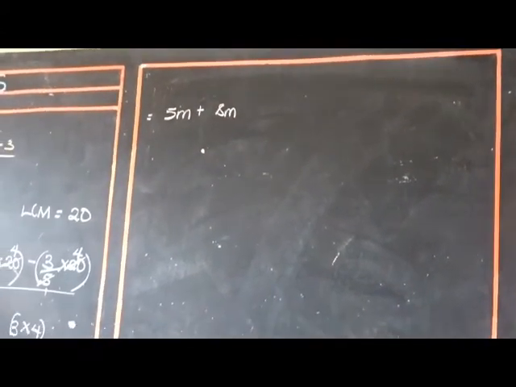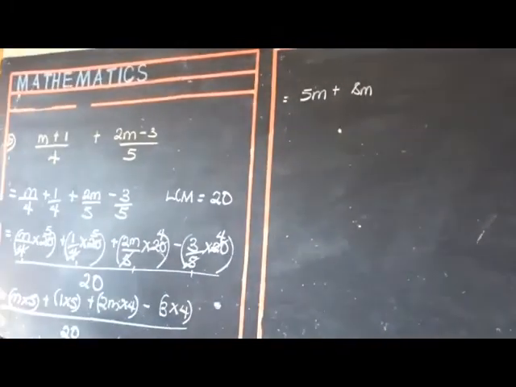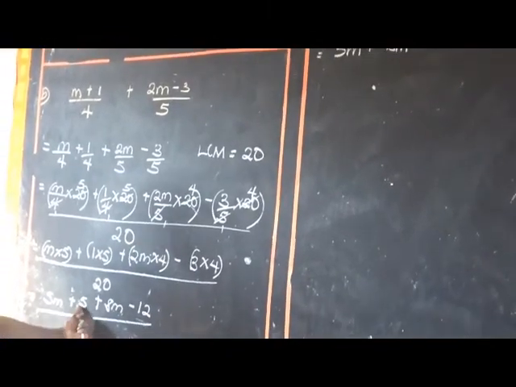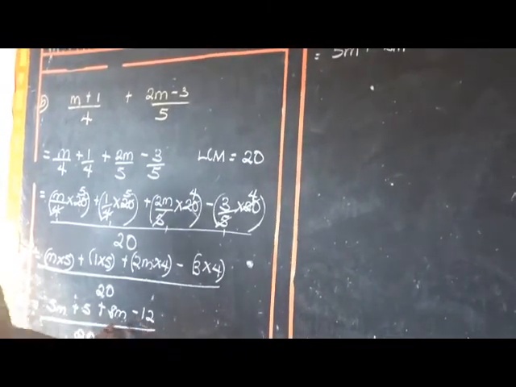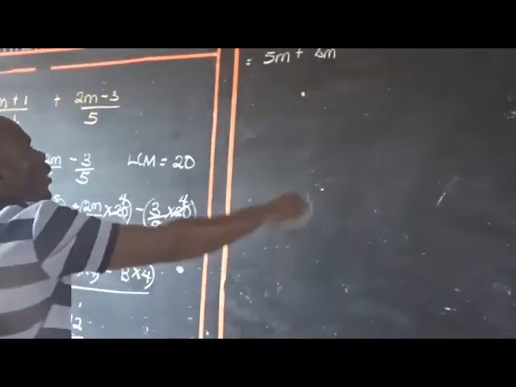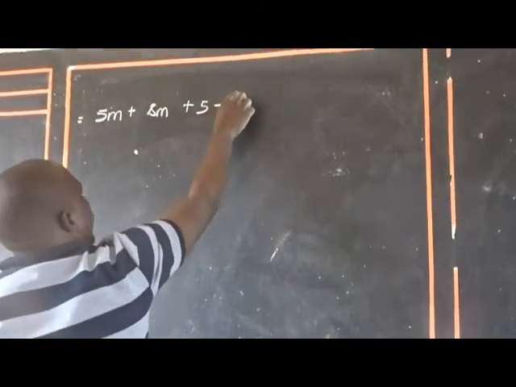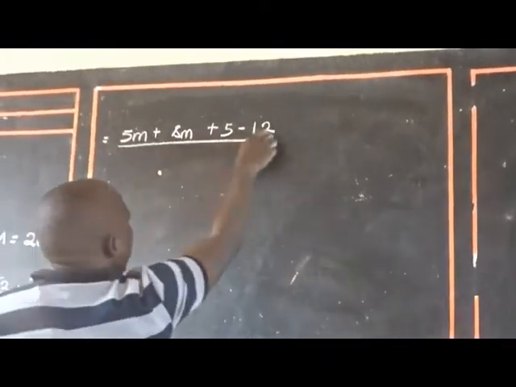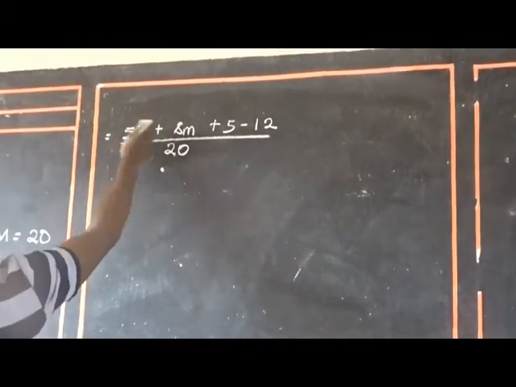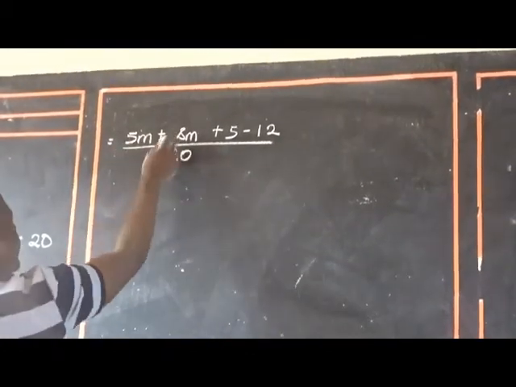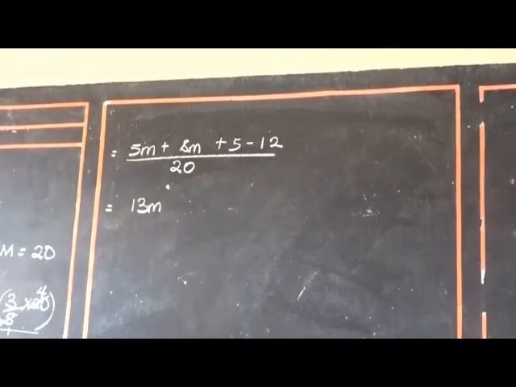They are like terms because they have the same variable. Then this is a positive, this is a negative, these are coefficients, they are also like terms. These are constants rather, they are also like terms. So we shall begin with the positive one, which is 5, and end with the negative one, which is 12, and then everything will be out of 20. So we add the coefficients. What is 5 plus 8? This gives us 13, and that is 13m.